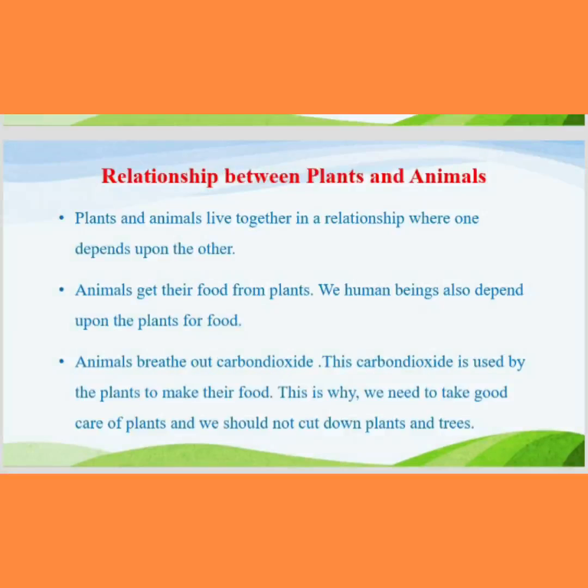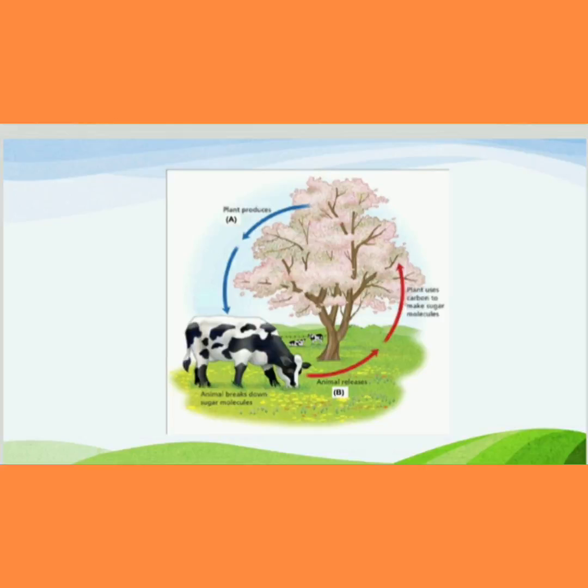Okay, now what is the relationship between the plants and animals? Plants and animals depend upon each other for their survival. Animals get their food from plants. Yes, they graze on plants. We human beings also depend upon plants for food. We take leaves, fruits and vegetables for food, like that.